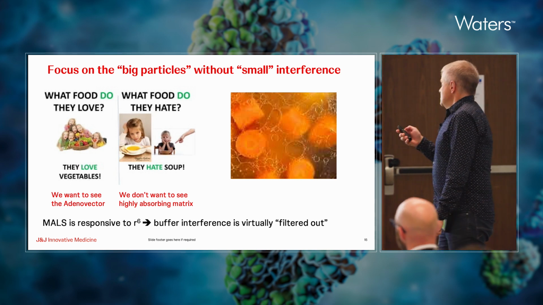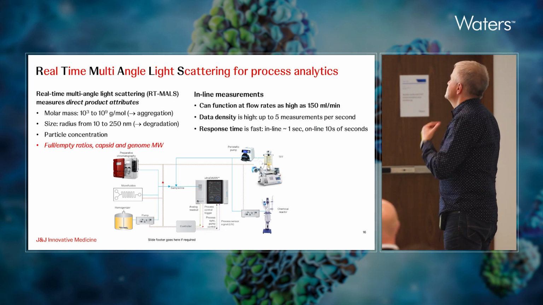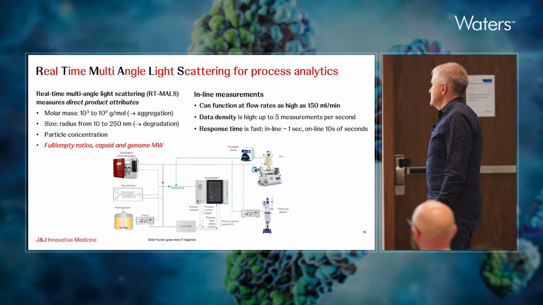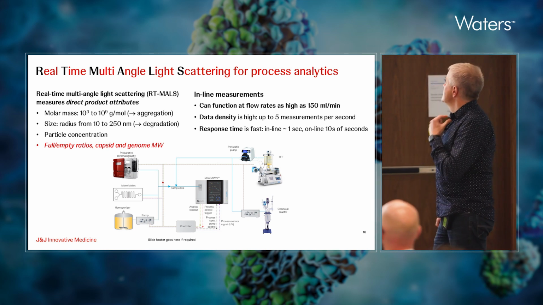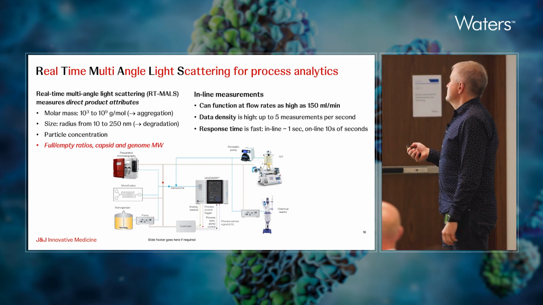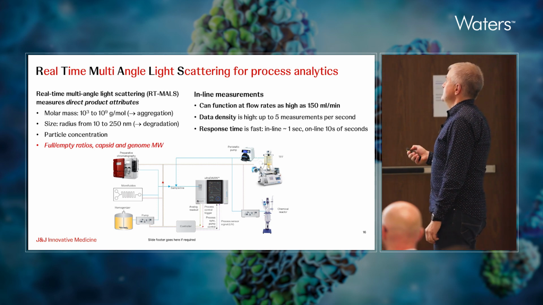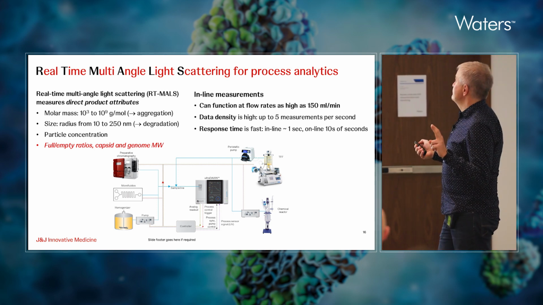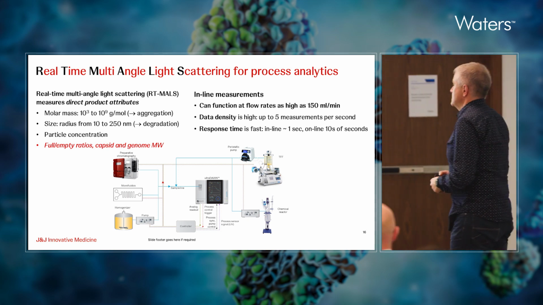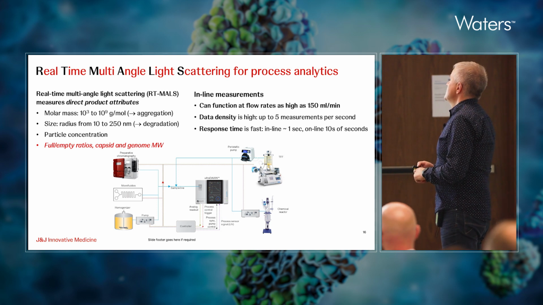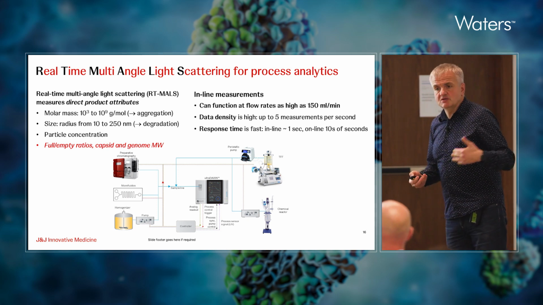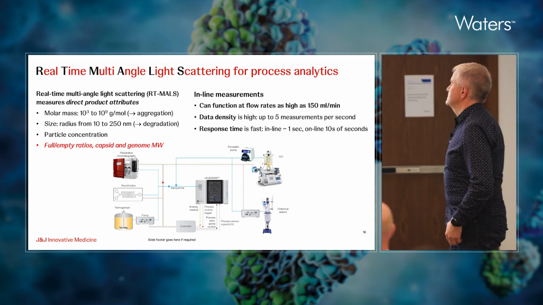Now, what we used here is a real-time multi-angle light scattering detector, developed and optimized for process analytics. It's an Ultra-Dawn. One of the most important things is that this detector can function as advertised up to 150 milliliters per minute. We didn't go that high, but that is a big difference between an analytical detector and this one. The data density is high, up to 5 measurements per second, and the response time is also fast, so we can accumulate data very quickly.